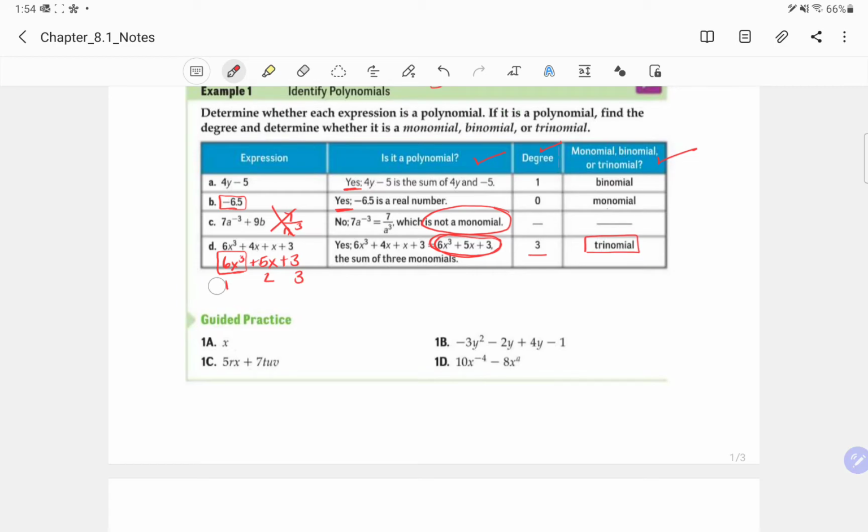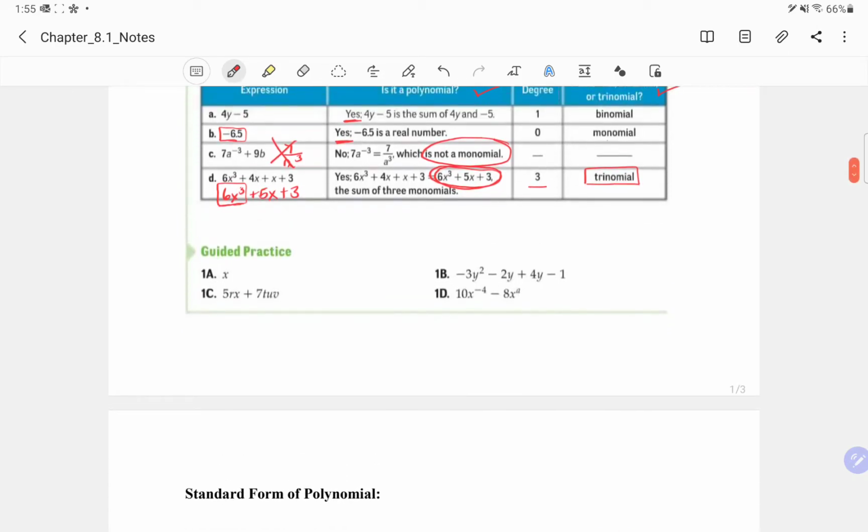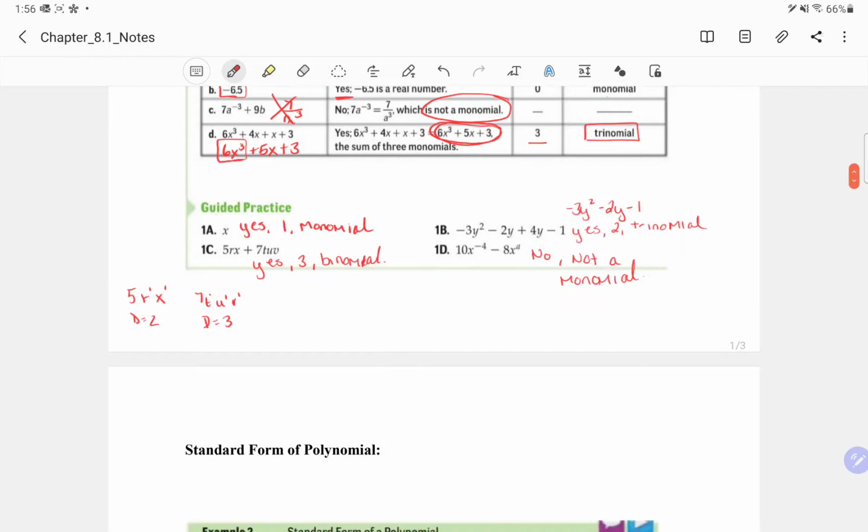Okay? All right, so take a quick pause and try 1a through 1c. Okay, so for 1a, you should have got, yes, this is a polynomial. It has a degree of 1, and it is a monomial. There's only one portion to it.